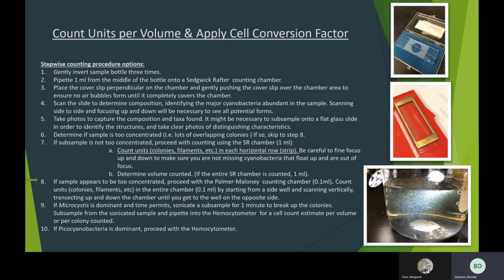I do have a whole stepwise process I won't get into, but basically I scan it using the Sedgewick Rafter cell first, and then I will count per unit volume. I find that the Palmer-Maloney counting chamber is the best for phytoplankton counting in this case. It's very similar to the Sedgewick Rafter, but it's only 1/10 of a mil, and you count the entire chamber. So instead of 1 mil, you're counting 1/10 of it, and you'll probably get better accuracy because it's not as deep and it's more finite for phytoplankton counting.